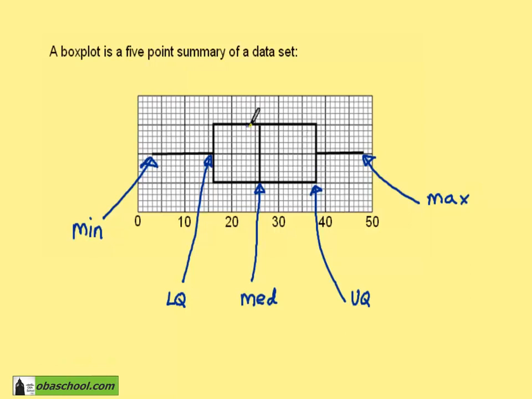Box plots are very useful, especially for comparing data sets. A couple of features which are readily apparent when we use a box plot are the length of the box, which note is the distance between the upper quartile and the lower quartile. The length of the box gives us the interquartile range.